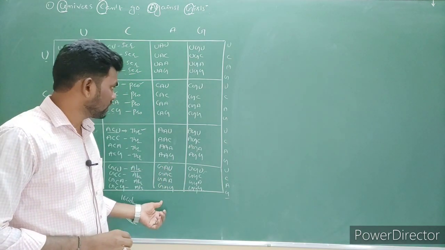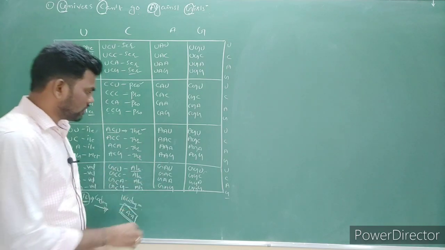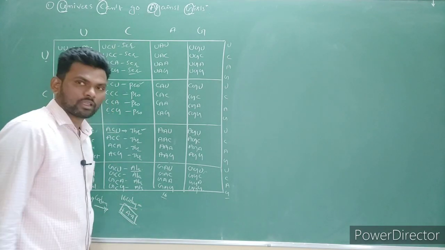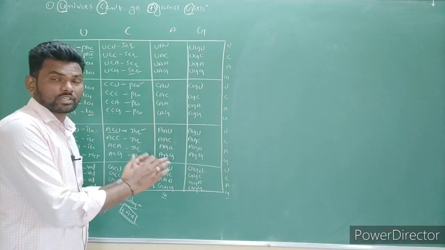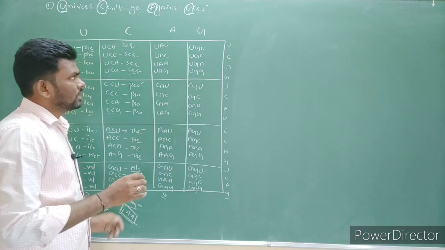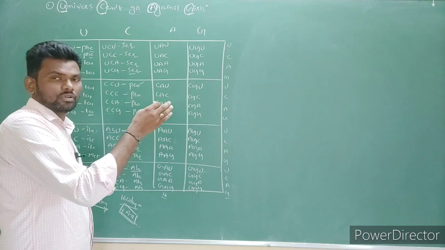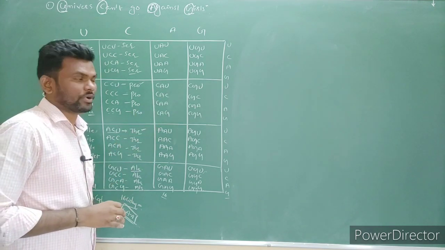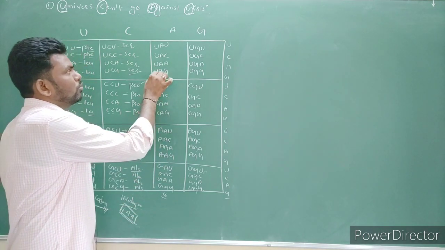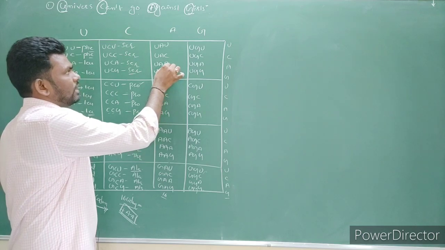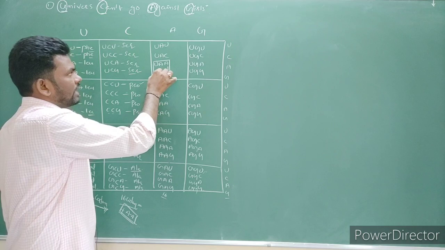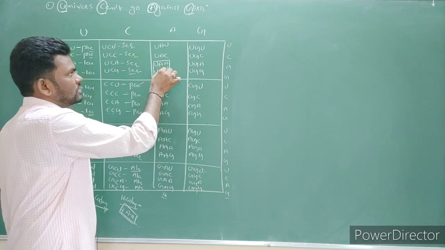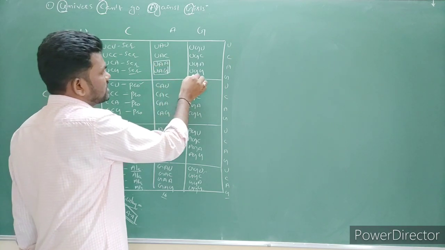For the third column, again 16 codons are there. Here it is a little bit complicated because these 16 codons are going to code for 7 amino acids. And here you know that out of 64, 3 are non-functional stop codons. They are UAA and UAG, UAA, UAG and UGA.